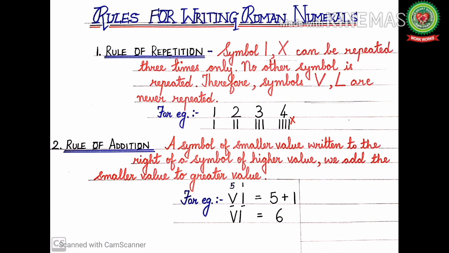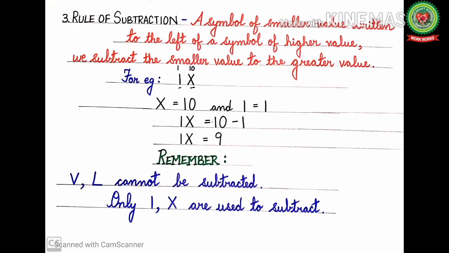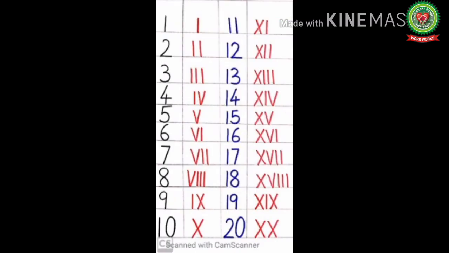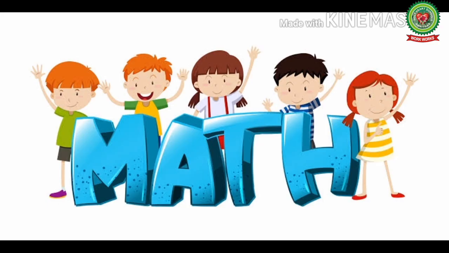Number 2 is the rule of addition. A symbol of smaller value written to the right of a symbol of higher value, we add the smaller value to the greater value. Rule 3 is rule of subtraction. A symbol of smaller value written to the left of a symbol of higher value, we subtract the smaller value from the greater value. And then finally we have learned how to write the Roman numbers from 1 till 20. I hope kids you have understood the concept of Roman numerals from 1 till 20.